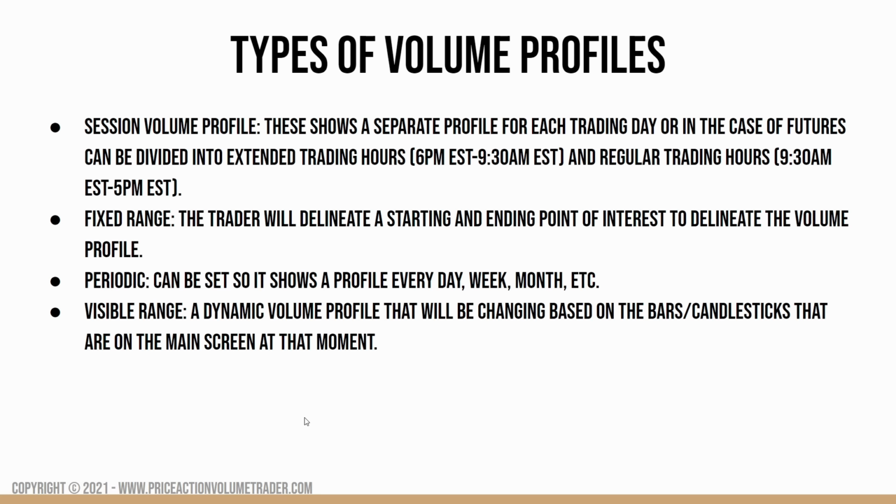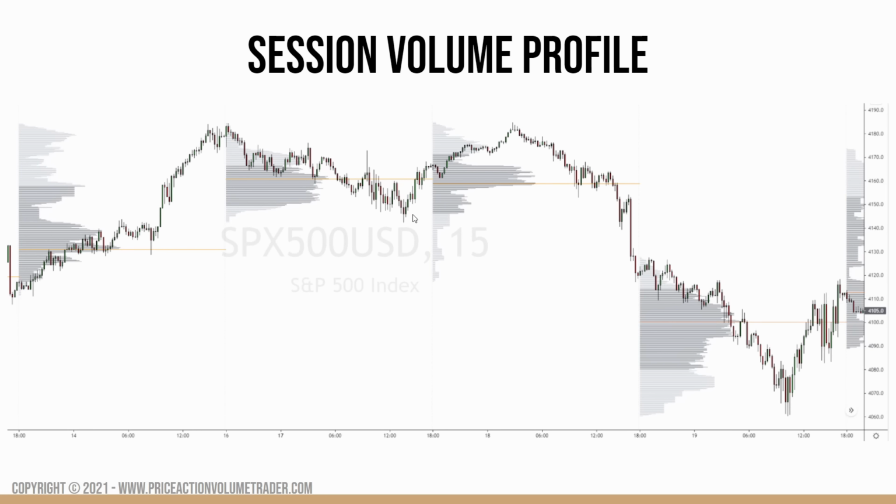Or the last type you can have is the visible range, which is basically a dynamic volume profile that is going to be changing based on the bars and candlesticks that are on the main screen or the trading screen at that moment. Now let's just go over a couple of slides here showing examples of each.